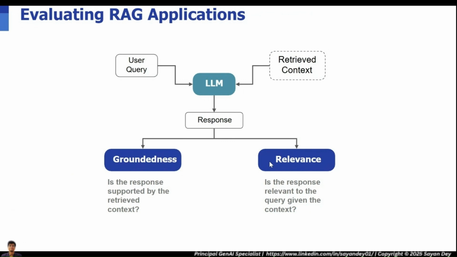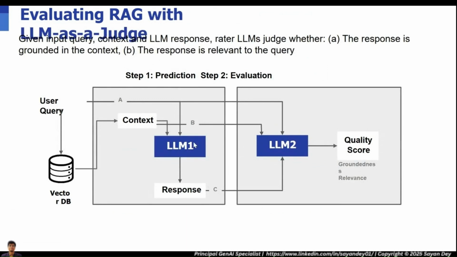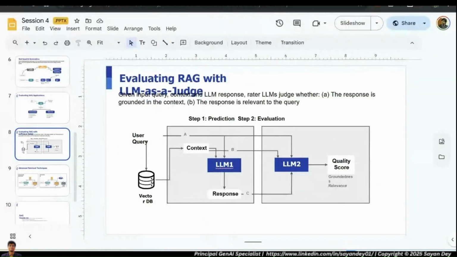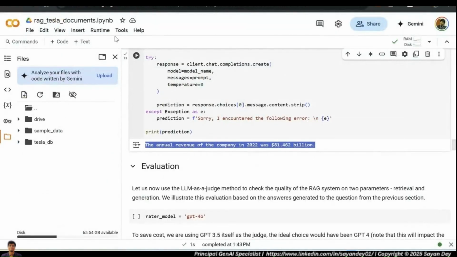How do we do that? We use two judge models. We use LLM1, LLM2. This is the judge model that we use to evaluate. So the first part is we use the first language model to generate the response, and we use the second language model, the judge model, to evaluate that response in terms of groundedness and relevance. And that is exactly what we are doing in the last part of our solution.